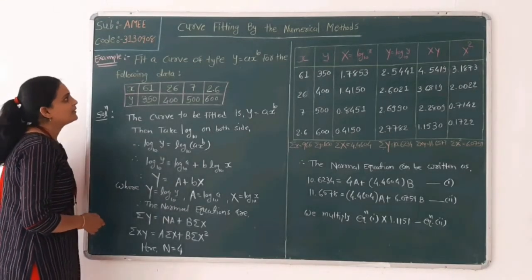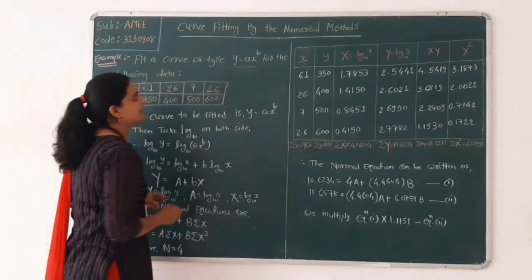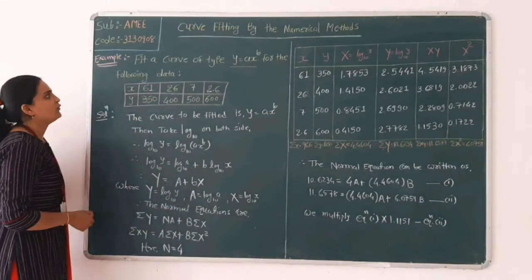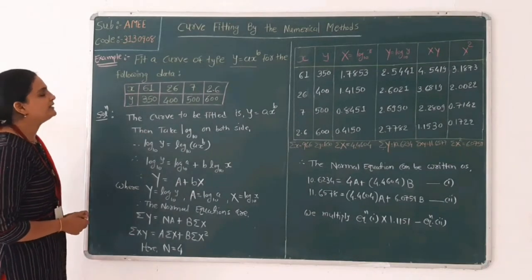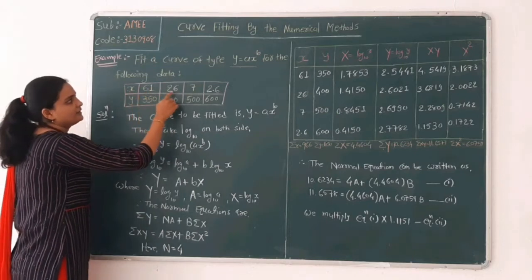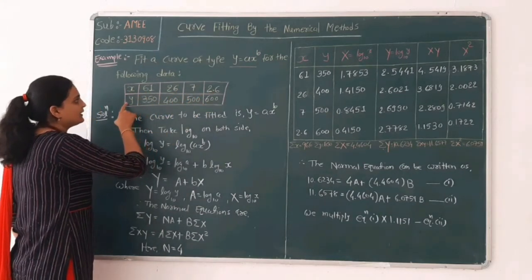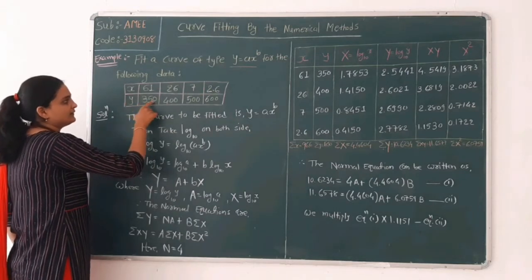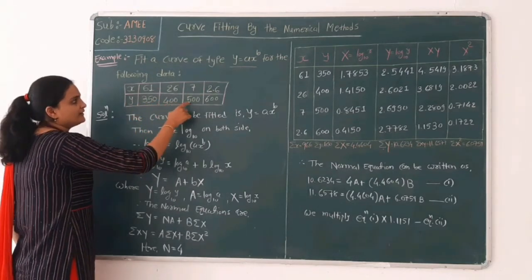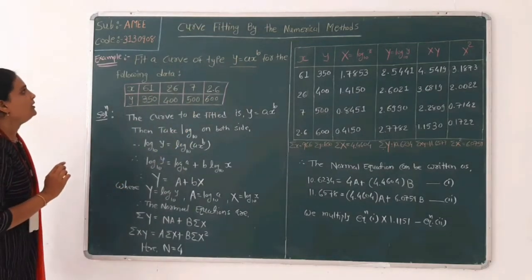Now the example of the curve of type y equals a x raised to b, for the following data. The data is given in the form: values of x are 61, 26, 7, 2.6, and the corresponding values of y are 350, 400, 500, 600.